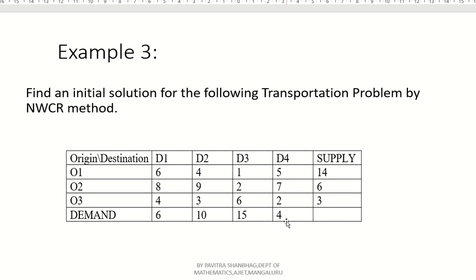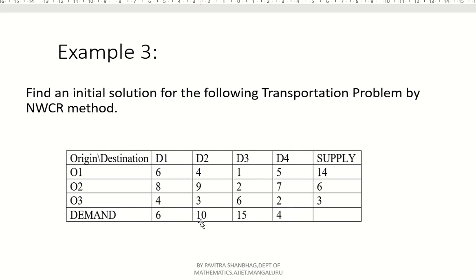Now, first we have to check whether the given transportation problem is balanced or unbalanced. If it is balanced, we apply the method we did in the previous lecture. Check the total demand and the total supply. If both are equal, the problem is balanced; otherwise, it is unbalanced.